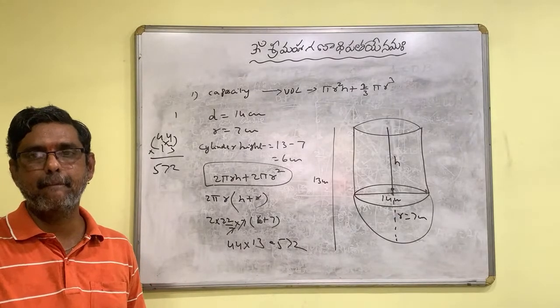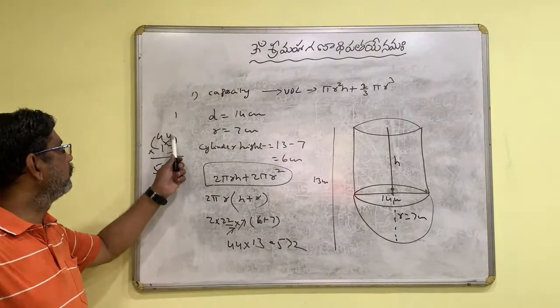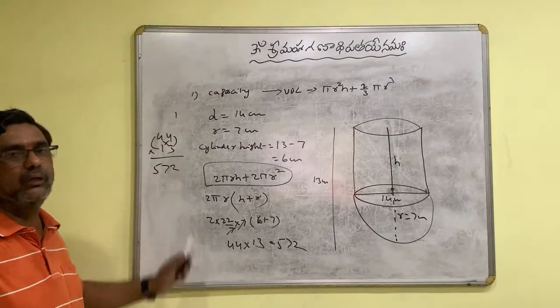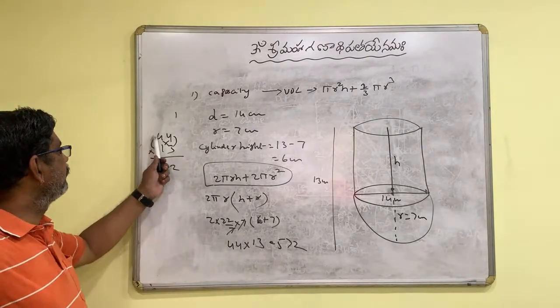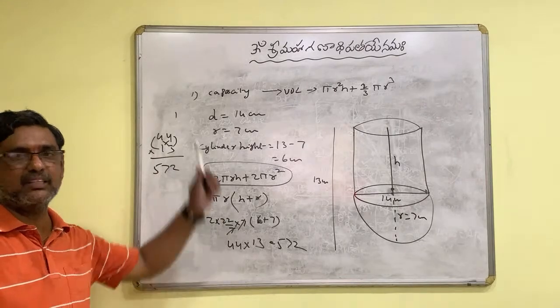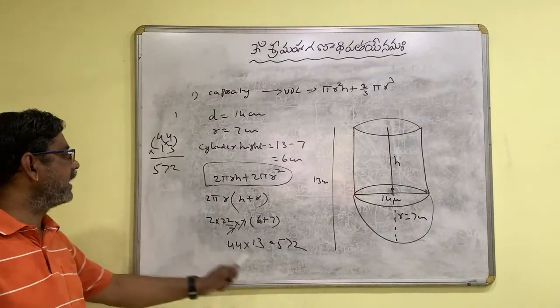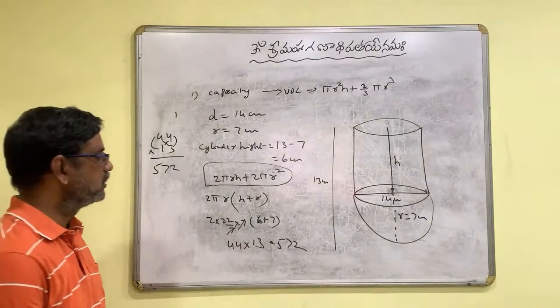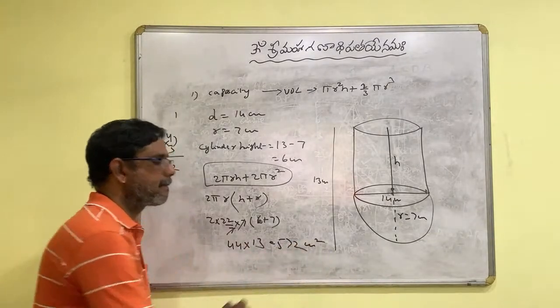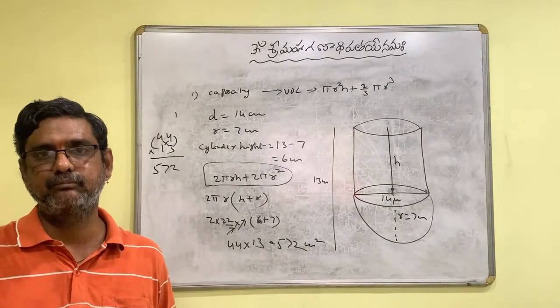Okay na? Again I am repeating. 4 3s are 12, so 2. Now cross multiply. 4 3s are 12. 4 1s are 4. 12 plus 4 is 16 plus 1 is 17. 4 1s are 4 plus 1 is 5. 572 centimeter square.